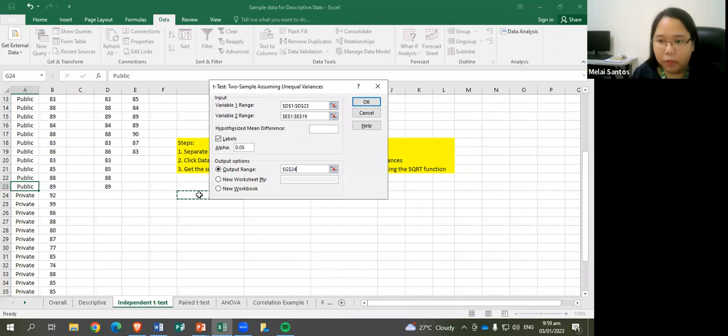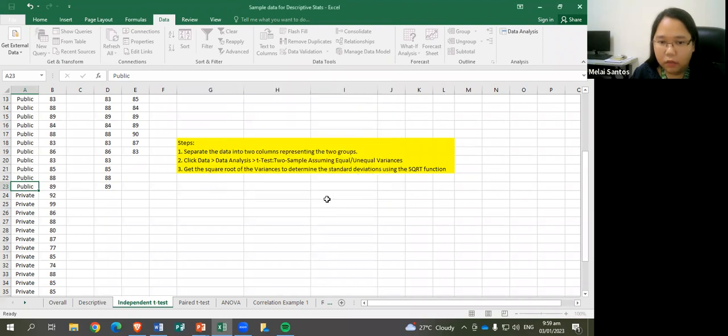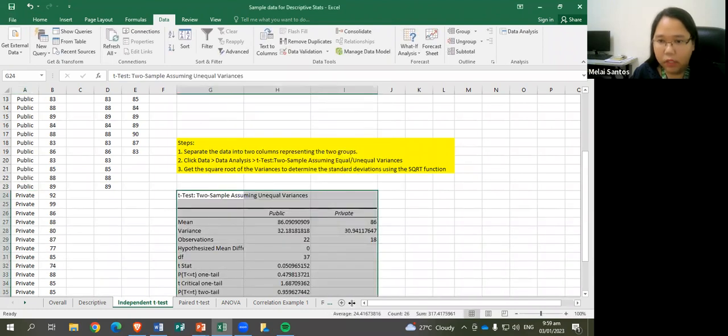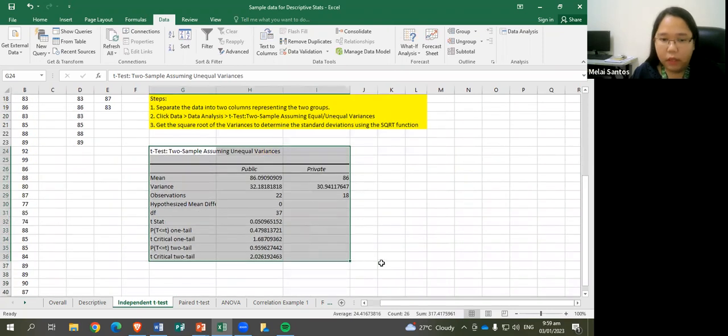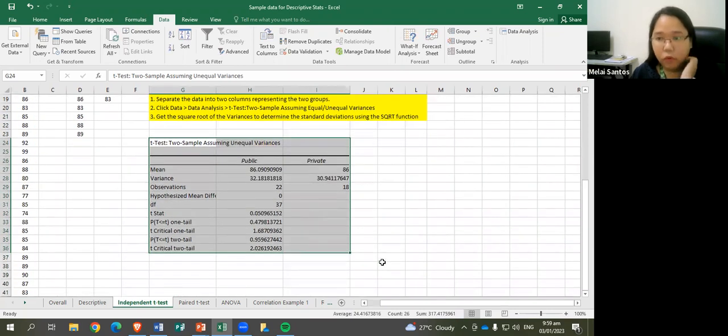You click wherever you want to put it, and then click OK. It comes out now. This is now your table. Now, not all these things are very important, no? What are the important things that we have to look for?